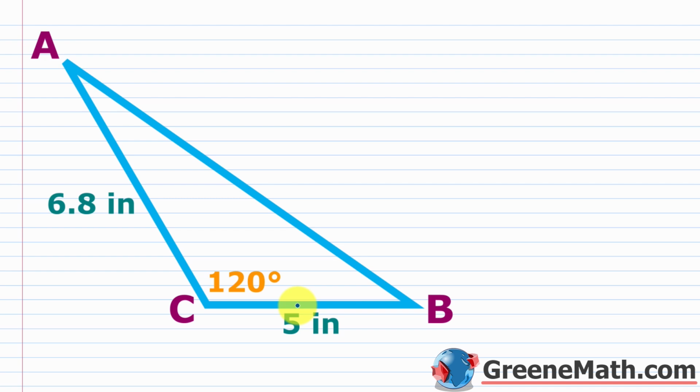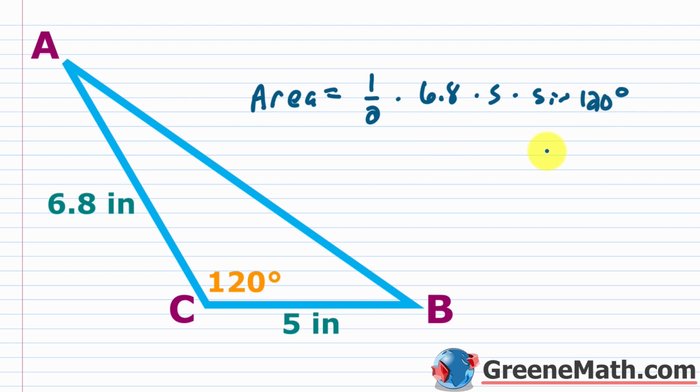So basically, the area here can be found really quickly as 1/2 times this side times this side. So let's just go ahead and say 6.8. Forget about the units. We know it would be inches squared in the end. And then times 5, and then times the sine of the included angle. So the included angle here is 120 degrees. So let's just key this into the calculator real quick. And I get about 14.7. And again, this is going to be in terms of square inches or inches squared.